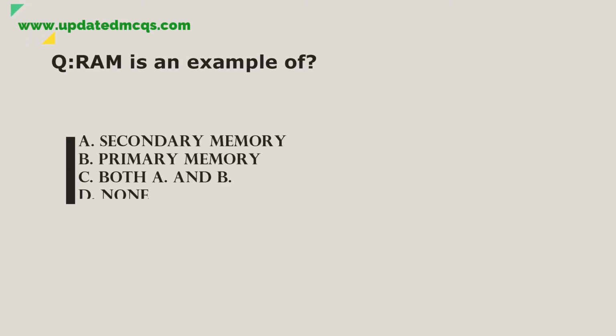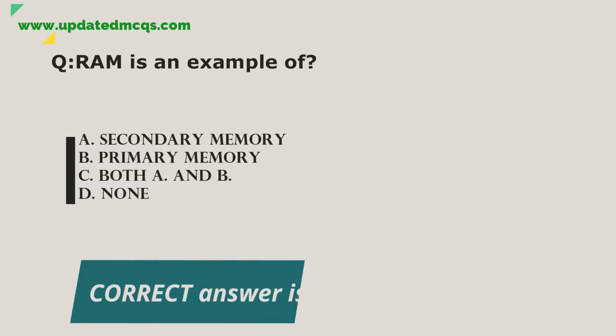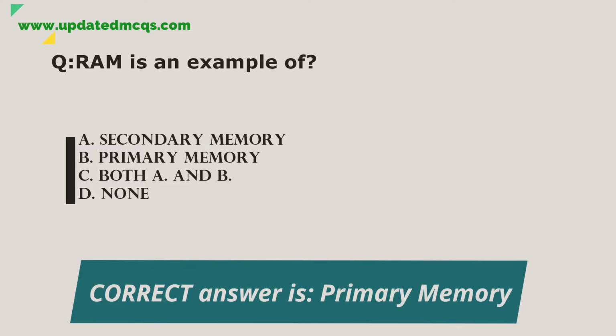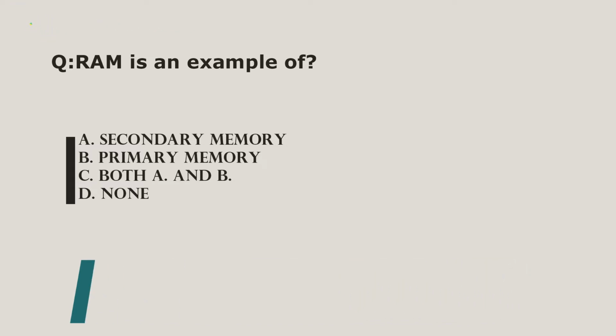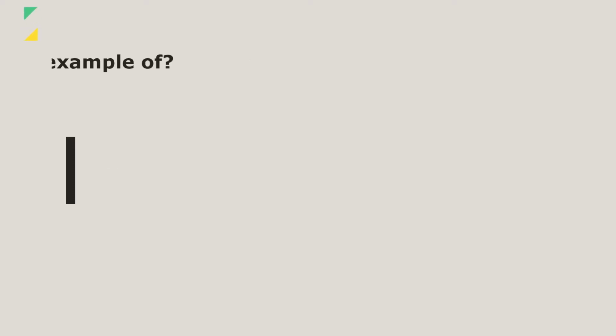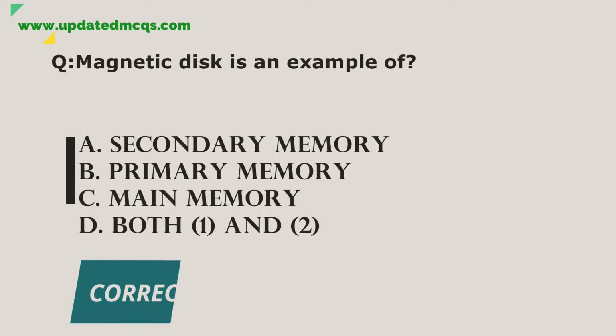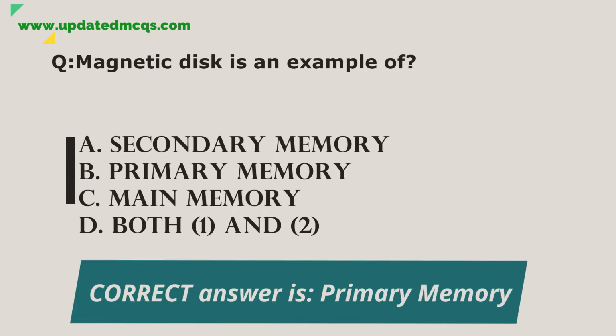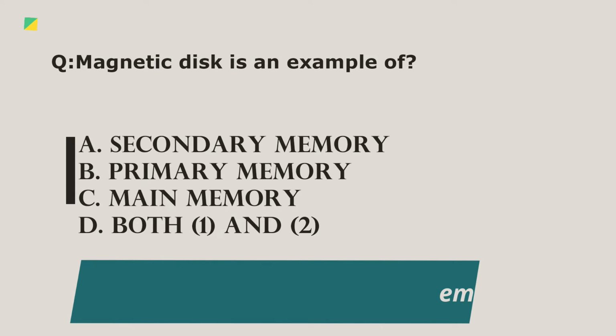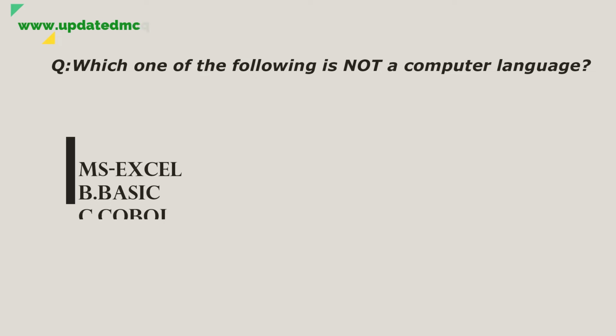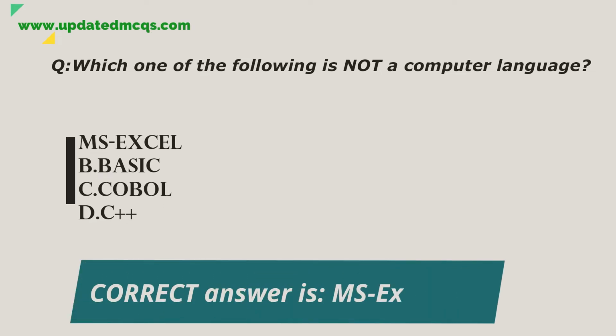RAM is an example of primary memory. Magnetic disk is an example of. Which one of the following is not a computer language? MS Excel.